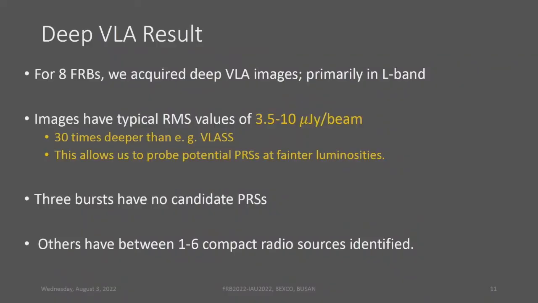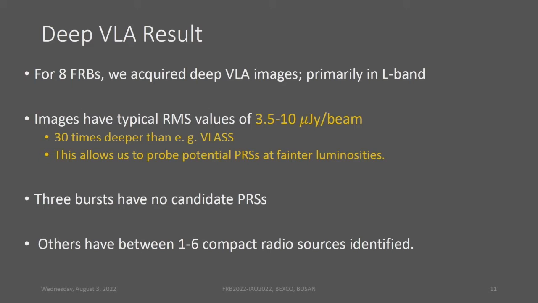Okay, so in order to see even fainter radio sources, we have to collaborate with the Realfast VLA. We have been observing some FRB fields, taking deep images in the L band with the VLA. For 8 of these FRBs, we obtained an RMS value for their images down to 3.5 microjansky per beam, which is 30 times deeper than what we could get with VLASS. Now, this allows us to probe potential PRSs even at fainter luminosities.